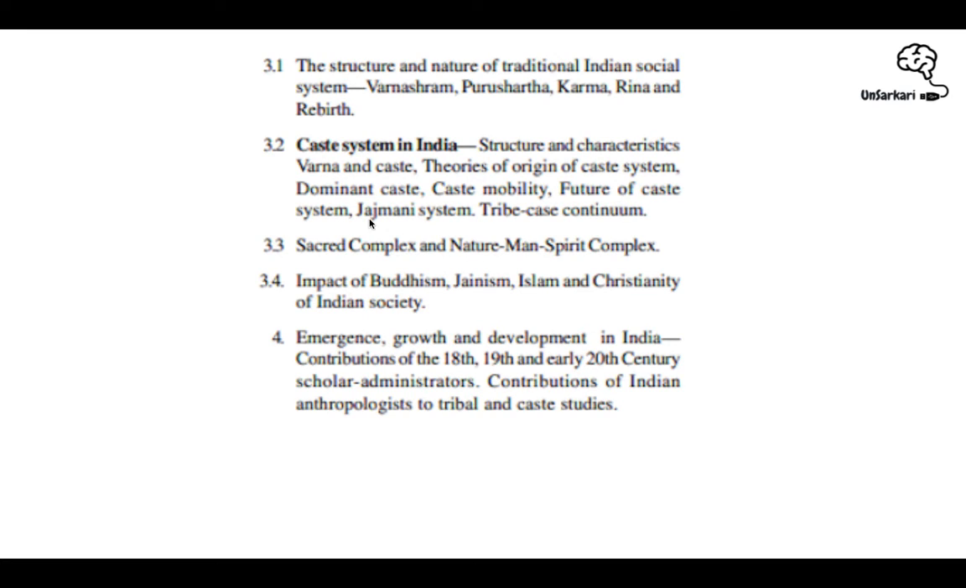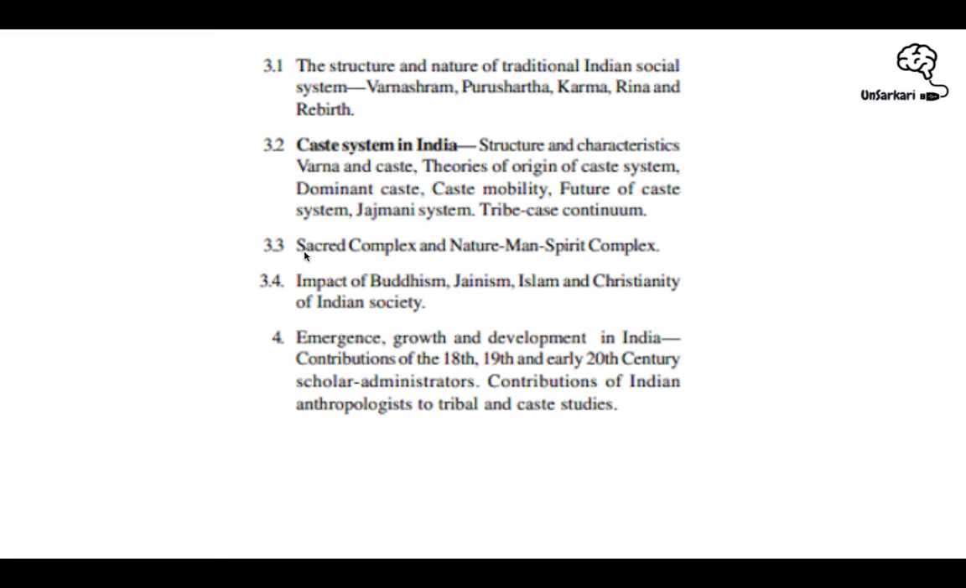Okay, what is Jajmani system? You would have heard of Jajmani, Jajman. This term Jajman, you would have heard in some old Hindi films, wherein a person is referring to someone as Jajman. Tribe, caste, continuum. You would also find application of the theories that you read, so you can relate from paper one.